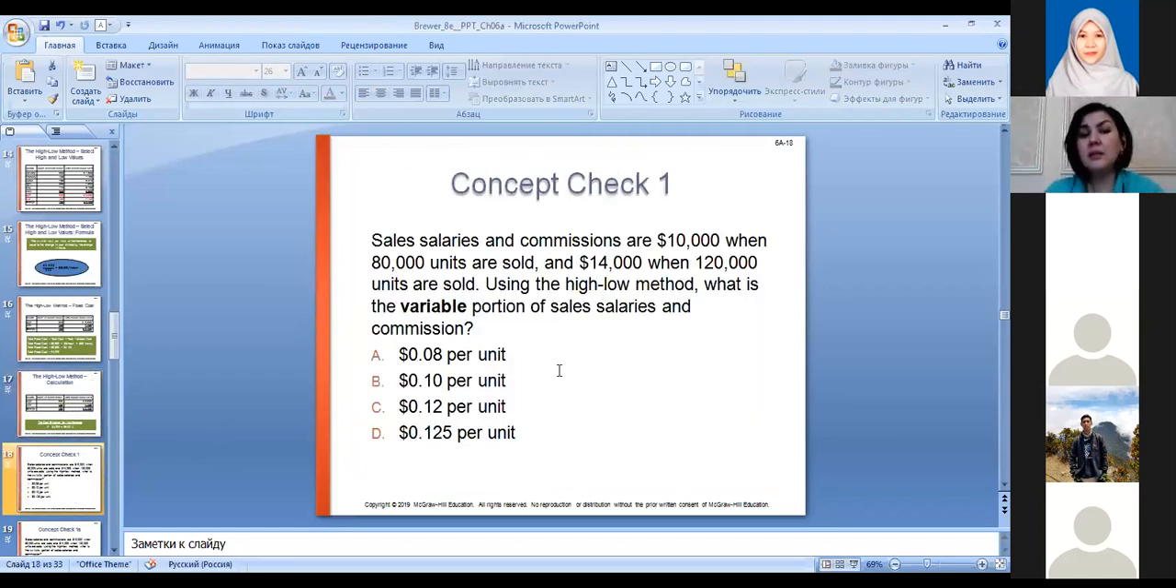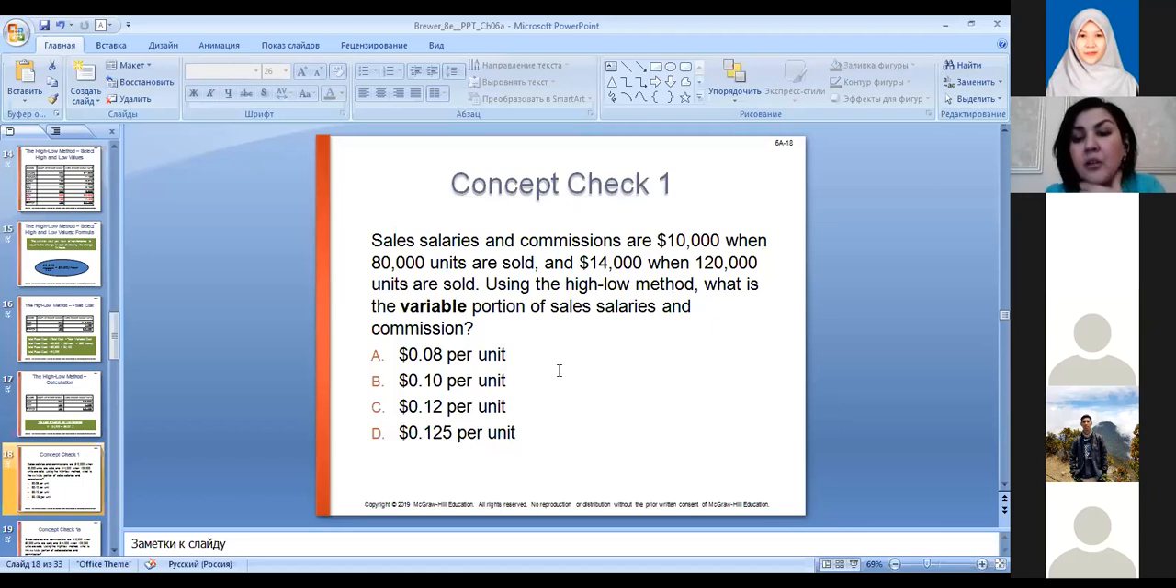Let's do concept check 1. Sales salaries and commissions are $10,000 when 80,000 units are sold, and $14,000 when 120,000 units are sold. Using the high-low method, what is the variable portion of sales salaries and commissions?